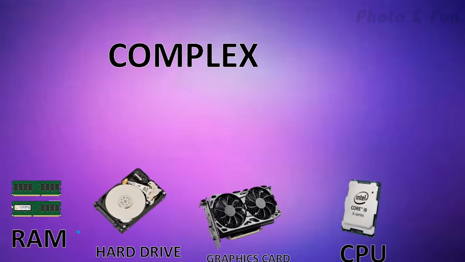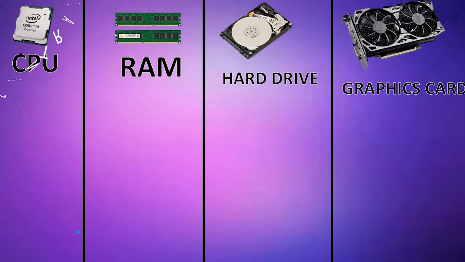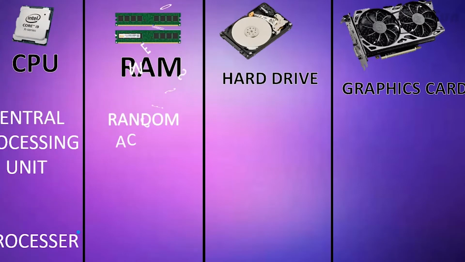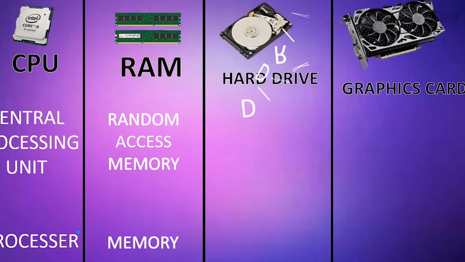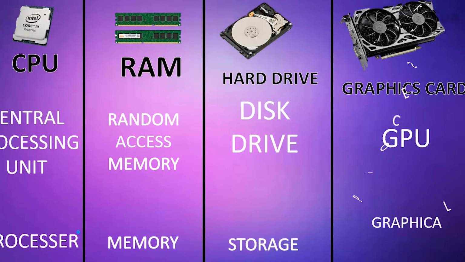Okay, first I'm going to establish some terminology. Keep in mind that the CPU is the central processing unit, sometimes called the processor. RAM is random access memory, sometimes called memory too. The hard drive is the disk drive, and it's known as storage too. And the graphics card is the GPU, the graphical processing unit. So let's start with the CPU.